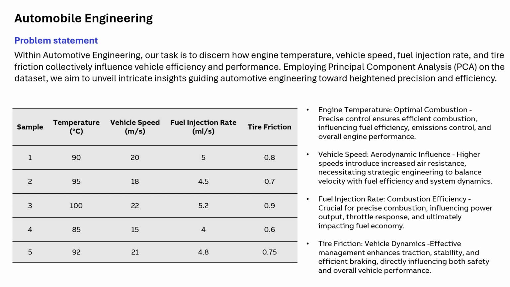Engine temperature affects optimal combustion. Precise control ensures efficient combustion, influencing fuel efficiency, emissions control, and overall engine performance. Vehicle speed has aerodynamic influence. Higher speeds introduce increased air resistance, necessitating strategic engineering to balance velocity with fuel efficiency in system dynamics.